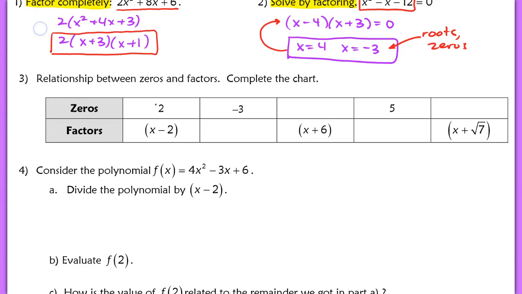So if we had a 0 of 2, that means the factor would have had to have been x minus 2. If we have a 0 of -3, then our factor should be x plus 3. And if we have a factor of x plus 5, our 0 would be -5. A 0 of 5 means our original factor was x minus 5. And if we have a factor of x plus root 7, a 0 would be -root 7.